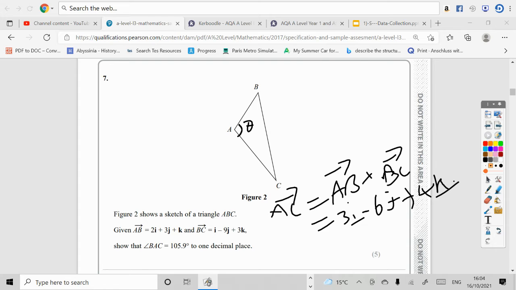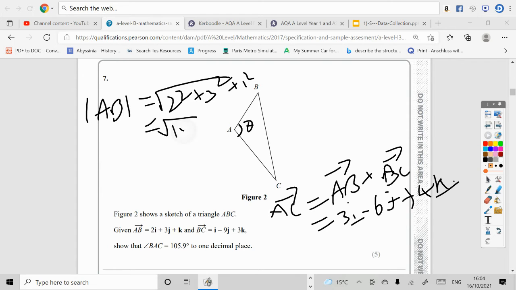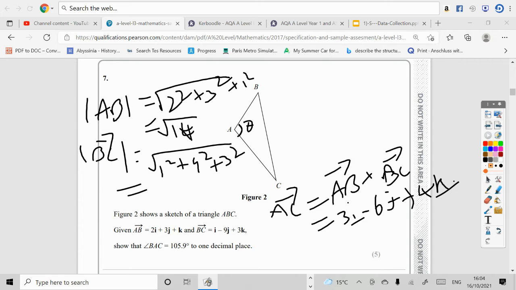It would be good to find the length of all of these. So the modulus, or the length of AB, will be the square root of 2 squared plus 3 squared plus 1 squared, which is root 14. Sounds about right. The modulus of BC will be 1 squared plus 9 squared plus 3 squared, which is root 91.